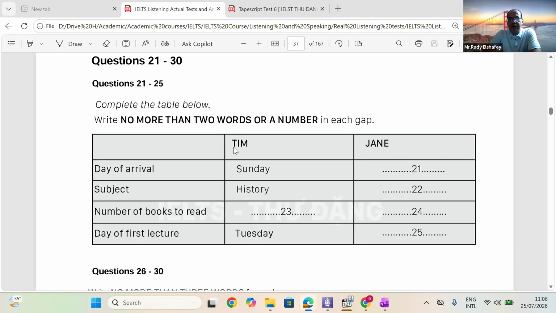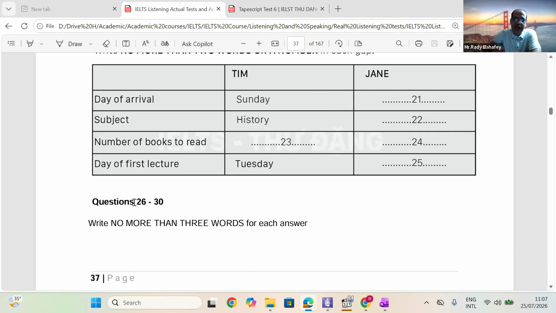Okay, if we look at the table here, you find 2 people, Tim and Jane. So this is a conversation between 2 people, Tim and Jane, and they are going to discuss something related to their study schedule: day of arrival, subject, number of books to read, and day of first lecture. What's the day of first lecture for Tim and Jane, and so on. That will be the first part of section 3. Then there will be a pause, and the speaker will move on to the second part. But let's do the first part first. Ready?